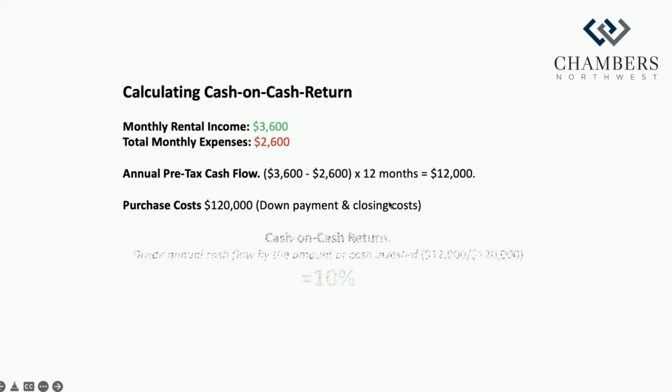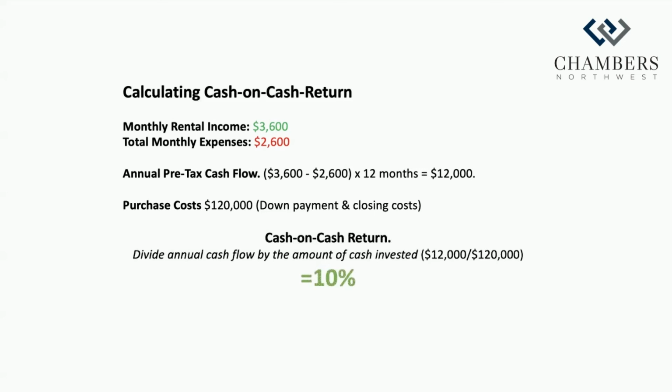Now, once we've identified these two numbers, to calculate the cash on cash return, we simply divide the annual cash flow, this $12,000, by the amount of cash invested, which is this $120,000. And in this example, we come up with 10%.